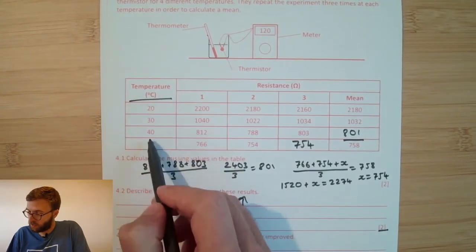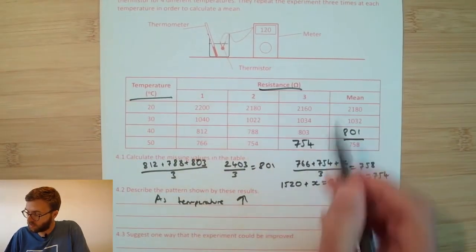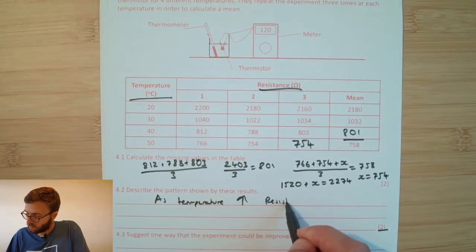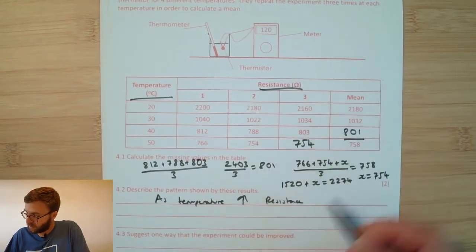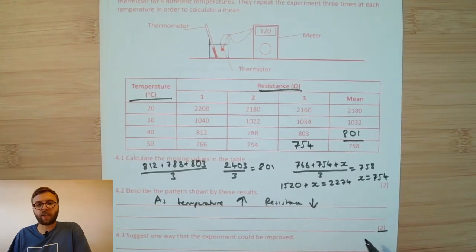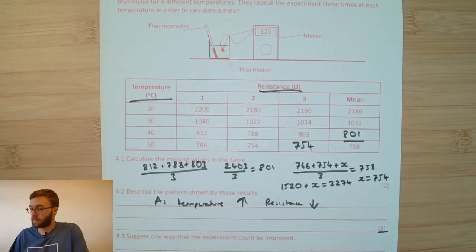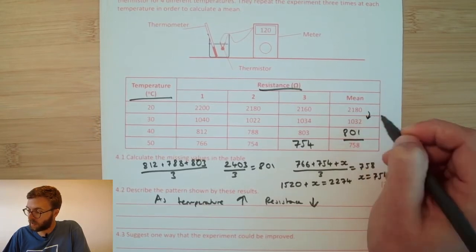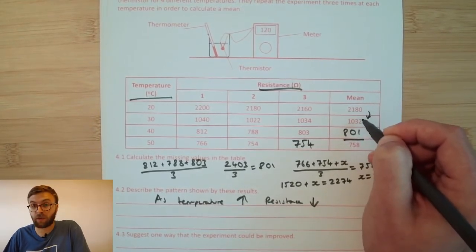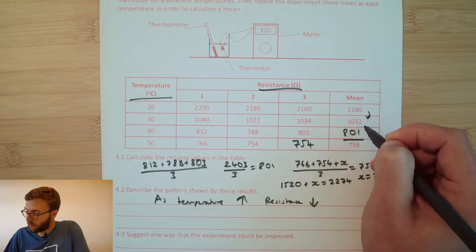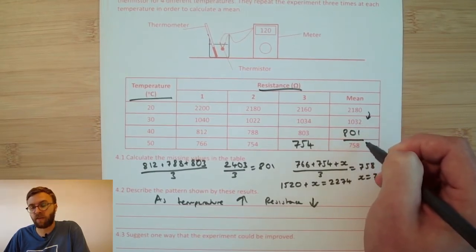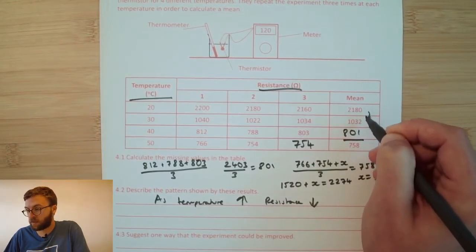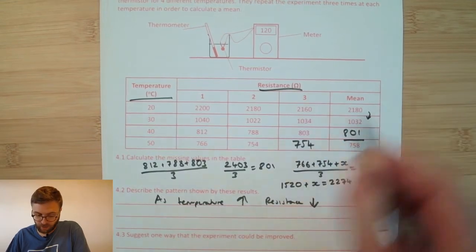As the temperature increases, we can see that the resistance decreases. Now that's only enough to get us 1 mark. We want to be looking for something a little bit further. If we notice here, you can see the resistance decreases by a lot here. It's nearly, just over 1,000. It then decreases by about 200 and then by about 50. So we can see that the decrease is very rapid at the start and then gets less.